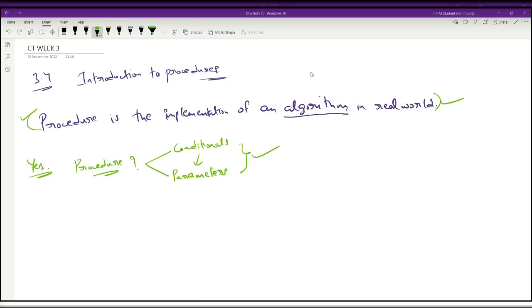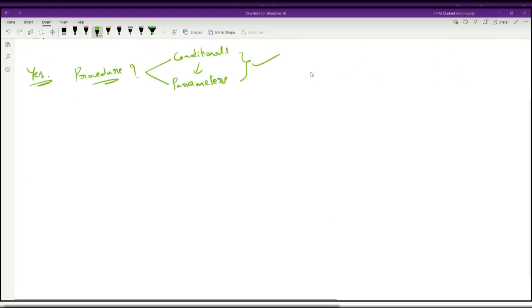Did someone watch a lecture related to procedures here? Yes, sir, I did, sir. Yes. So you must have a very good idea of what a procedure means. Now let me explain to the others as well.